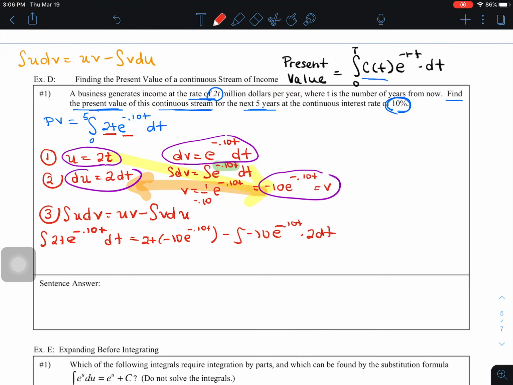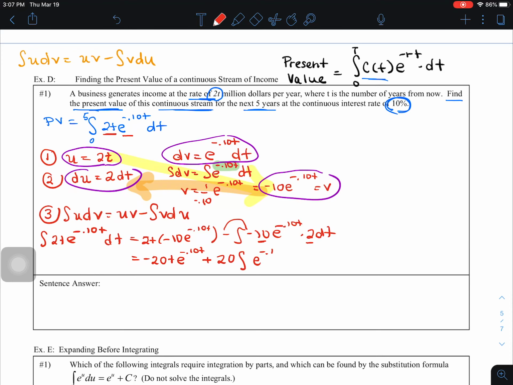All right, I've got some things here that just need cleaned up a tad. So I'm going to combine some things. This will be negative 20t to the negative 0.10t. Nothing more I can do with that. I got 2 negatives here, I'm going to combine that into a positive. I also have this 10 and this 2, I'm going to make that a 20. Whether you have the 20 in front of the integral sign or to the right of it, that doesn't matter.